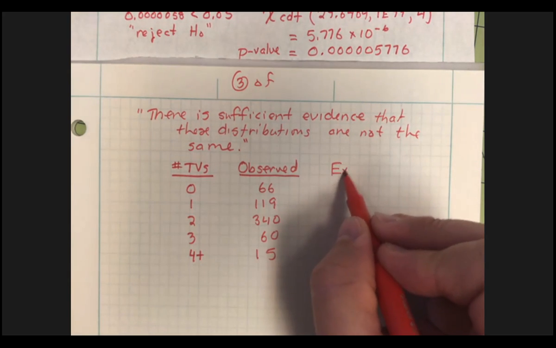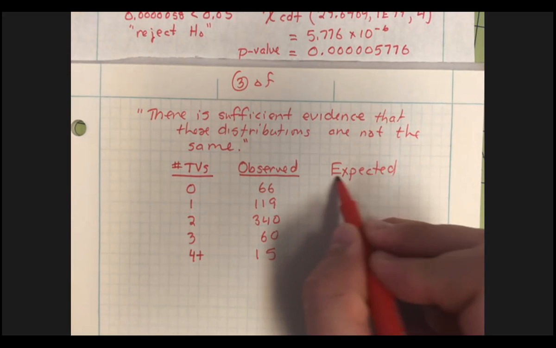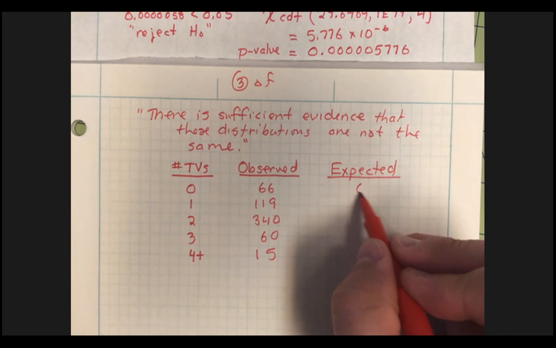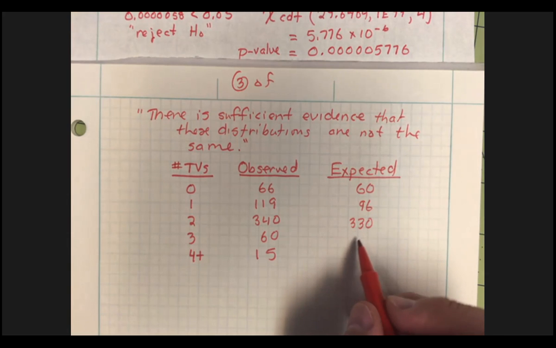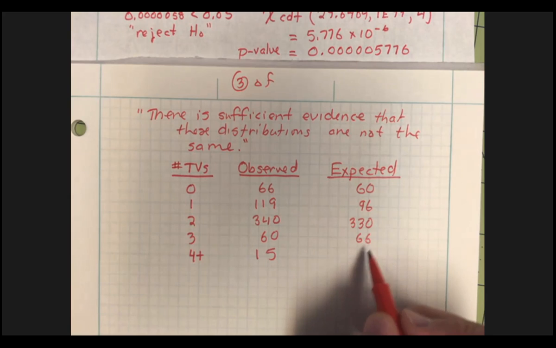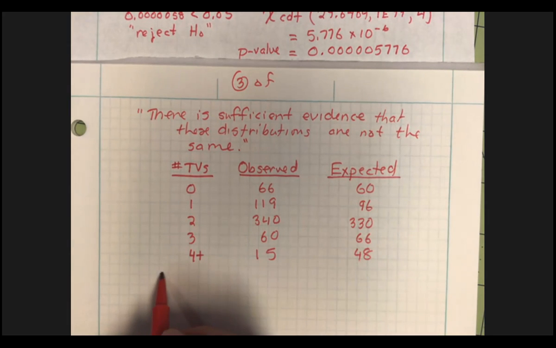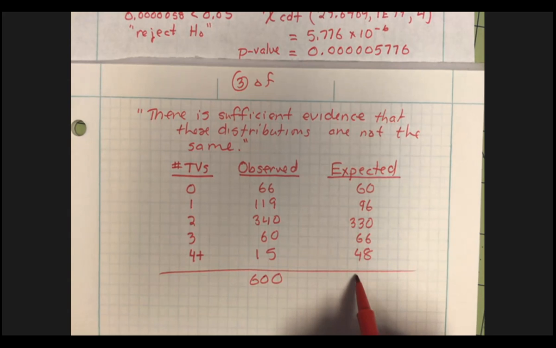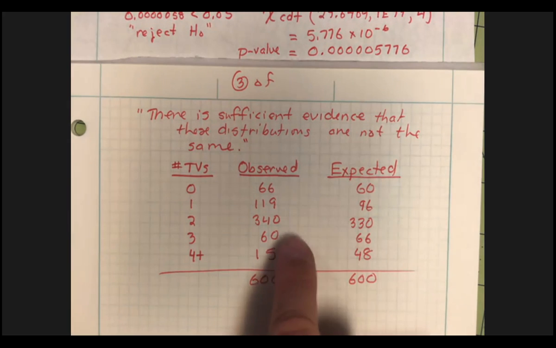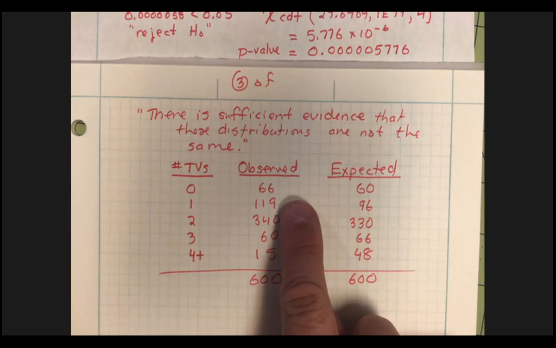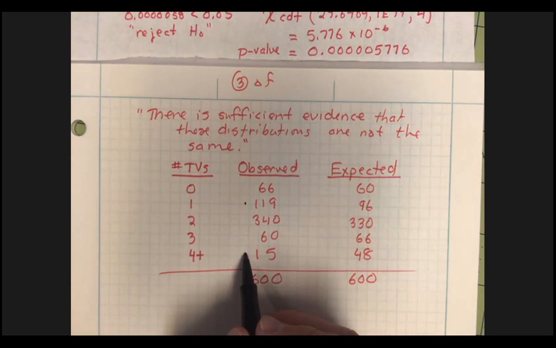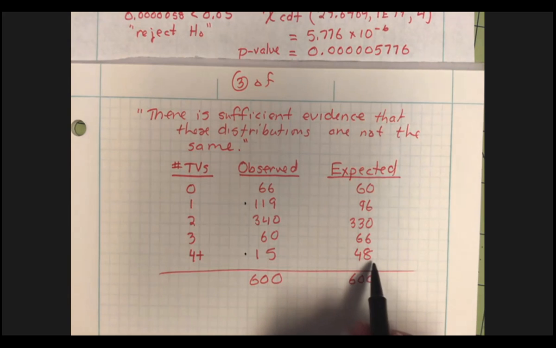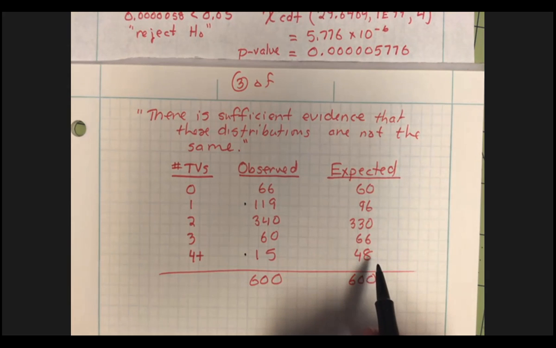What we expected by the national survey was 60, 96, 330, 66, and 48, out of 600 in each case. Check that out. Our test told us that these distributions are very different, and it seems to have come down to those two numbers, 119 and 15, being very different. Only a third of the households had four or more televisions.